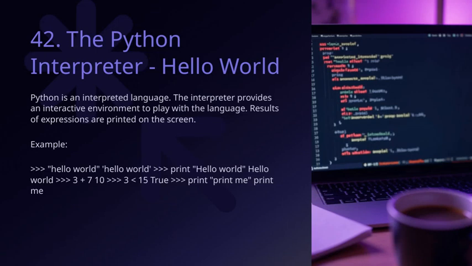Let's take a closer look at some basic Python expressions and how they work. First, we see the line with "Hello World" inside quotes, followed by "Hello World" also in quotes. This demonstrates how Python treats text as strings, which are sequences of characters enclosed in quotes. When we see the print statement, like print "Hello World," it outputs the text inside the quotes to the screen.